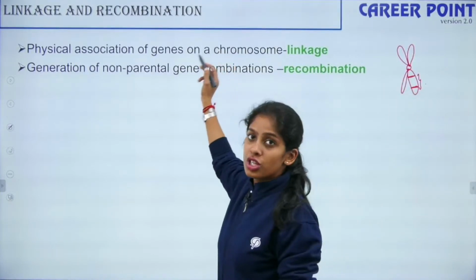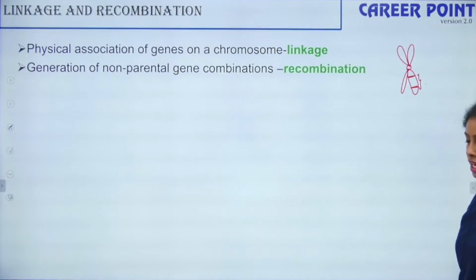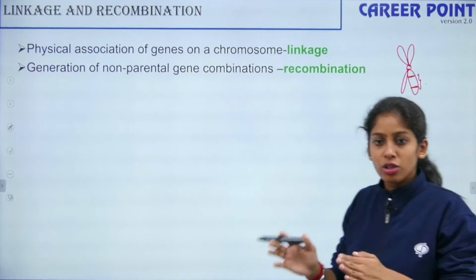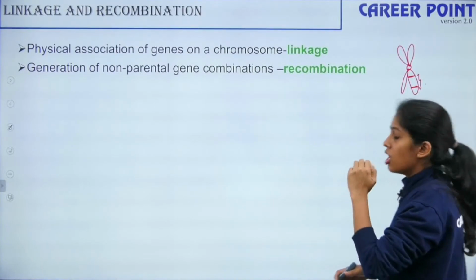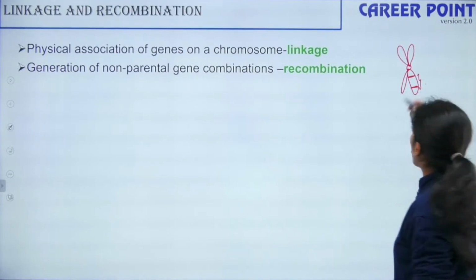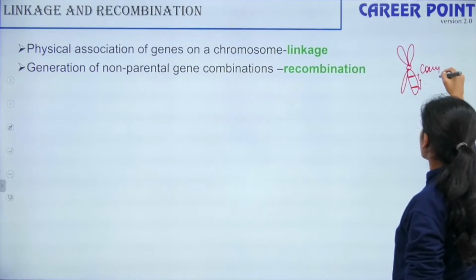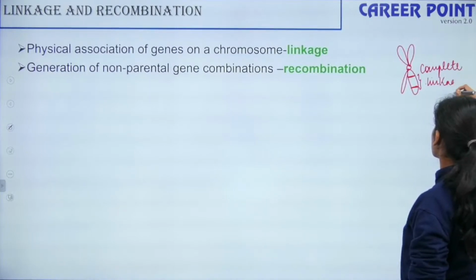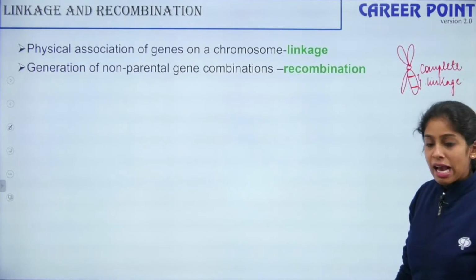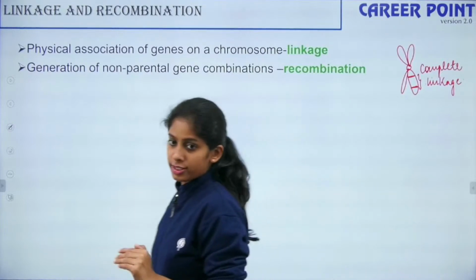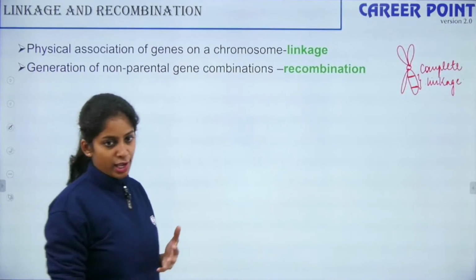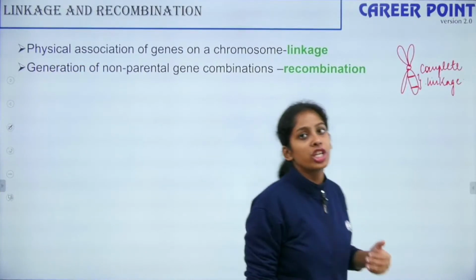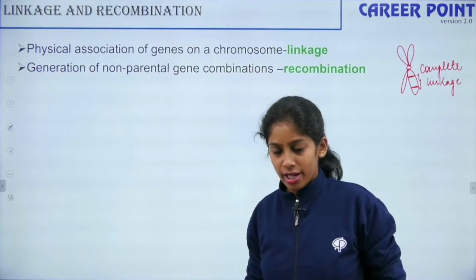Physical association of genes on a chromosome is called linkage. The association of genes, the physical distance of genes on the chromosome, is called linkage. When they are very close by, we call it complete linkage. When the genes are physically very close to each other, that is called complete linkage, okay. Generation of non-parental gene combinations is called recombination.